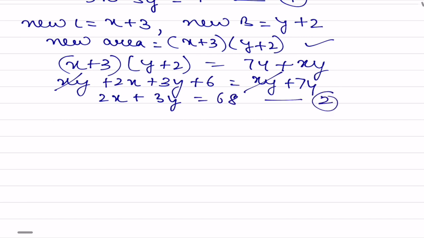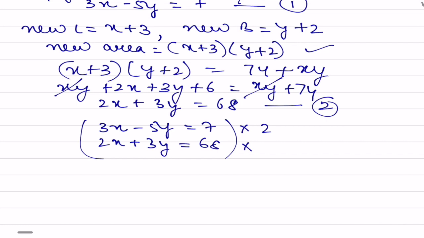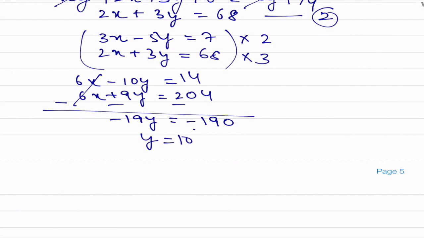Now we will solve both the equations simultaneously. This is the first equation, 3x minus 5y is equal to 7, and 2x plus 3y is equal to 68. The first is to be multiplied by 2, the second by 3. So it's 6x minus 10y is equal to 14, and 6x plus 9y is equal to 204. Subtract, the 6x cancels, so minus 19y is equal to minus 190. So y is equal to 10.